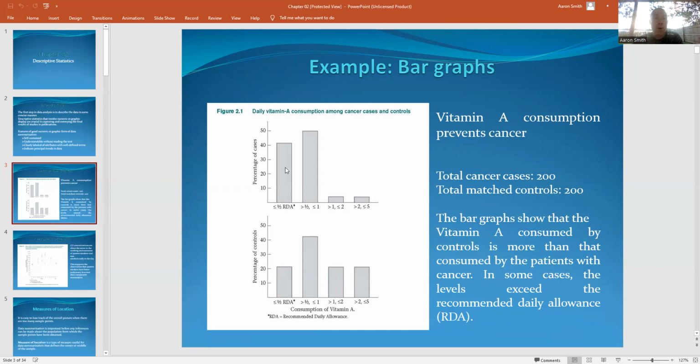We have our cases and our controls, and we can see that proportionately we're seeing more with the higher levels of vitamin A. The bars here indicate that we have proportionately more in the levels with less vitamin A, and here we have very few in these levels of vitamin A.